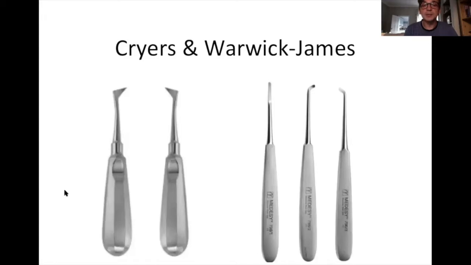Now a little bit fancier instruments, cryers, right? Very sharp and normally designed for roots. If you broke the crown and you have a root to extract, you can use cryers. Same for Warwick James as well. They can be angled or straight Warwick James, and also good for roots. Sometimes you can actually extract the upper wisdom tooth easily with this.